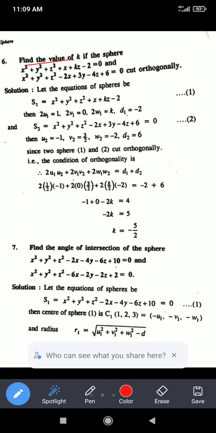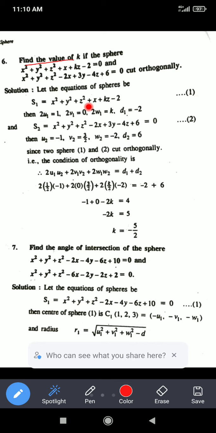First, you have to check that these two equations cut orthogonally. So write down the equations once again. The first equation is S1 equal to x square plus y square plus z square plus x plus k into z minus 2. That is equation number 1. Now, comparing this equation to the standard equation of a sphere, we know that x square plus y square plus z square plus 2ux plus 2vy plus 2wz plus d is equal to 0. We have to compare this equation with that.